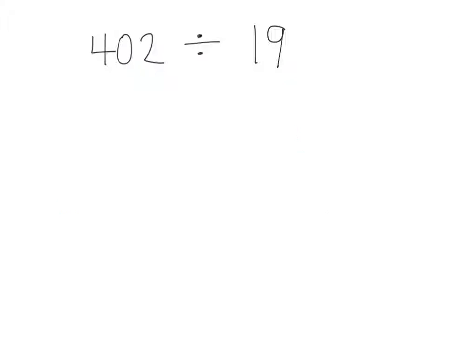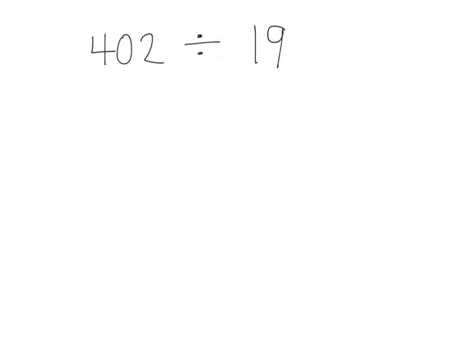Okay? Here we have 402 divided by 19. Now, I don't know about you, but I don't know my 19s times tables, and this is not easy for me to do. So I'm going to round these numbers to make it easier for me to divide in my head. Would it be smarter to round the whole first or the divisor first, and why? Go ahead and talk to your table group.